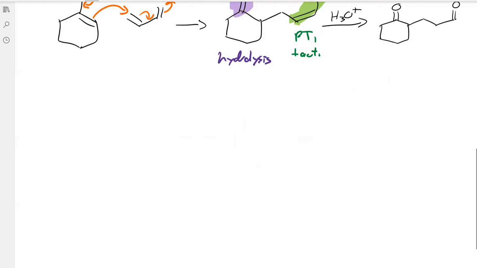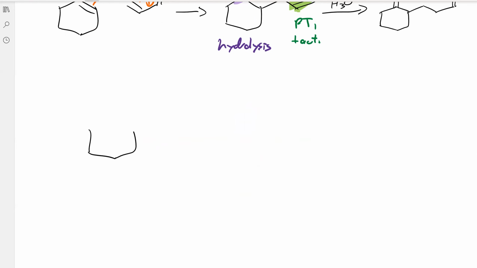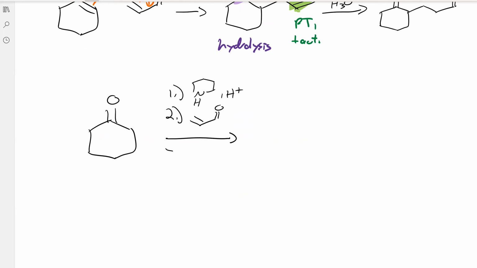And so the overall steps for this, you start off with your carbonyl. Step 1, you turn it into an enamine. Step 2, you add your electrophile. And step 3, you do an aqueous workup to hydrolyze. And there we have yet another powerful carbon-carbon bond formation reaction.